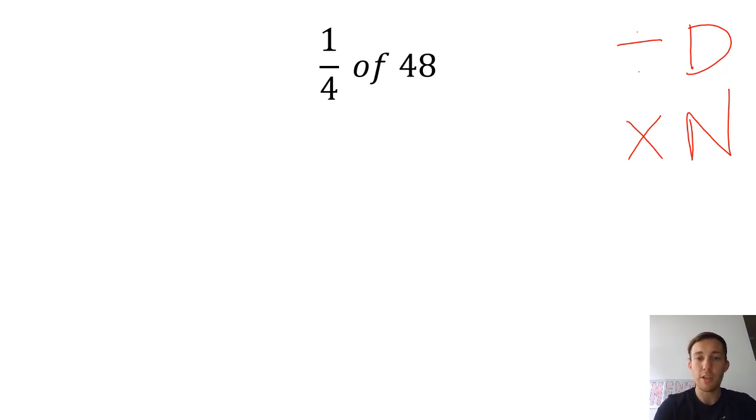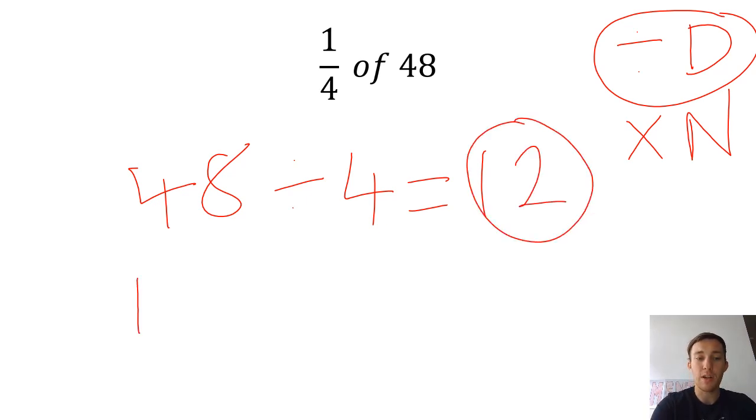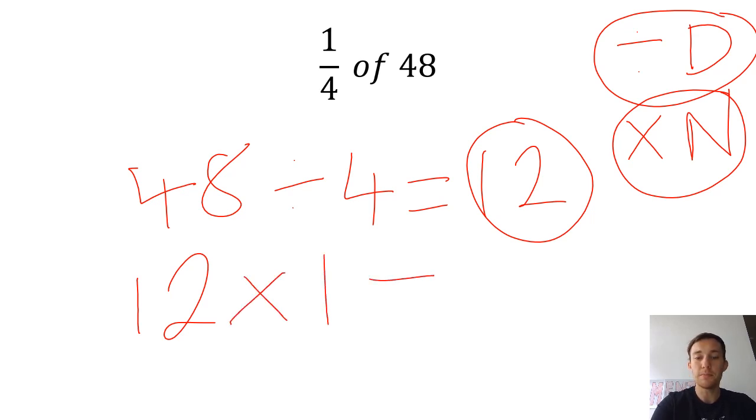So the first strategy we would need to use is that divide by the denominator. So we would do 48 divided by 4, because that is our denominator. 48 divided by 4 is 12. And then we would take that answer, and it would be the start of our next number sentence. 12, and then we need to do the next step, multiply by the numerator. 12 multiplied by 1 is 12. So therefore 1/4 of 48 is equivalent to 12.